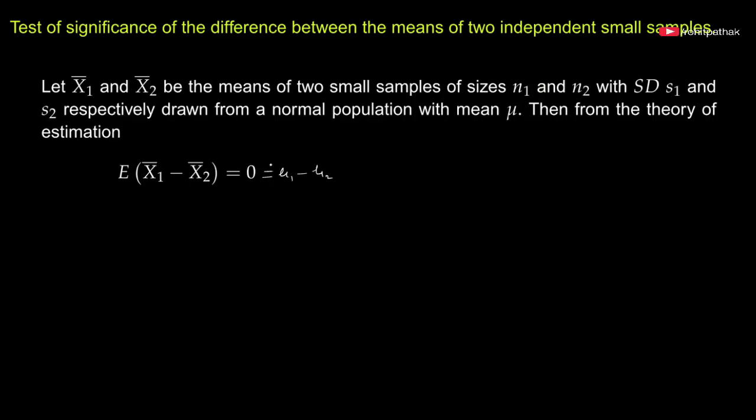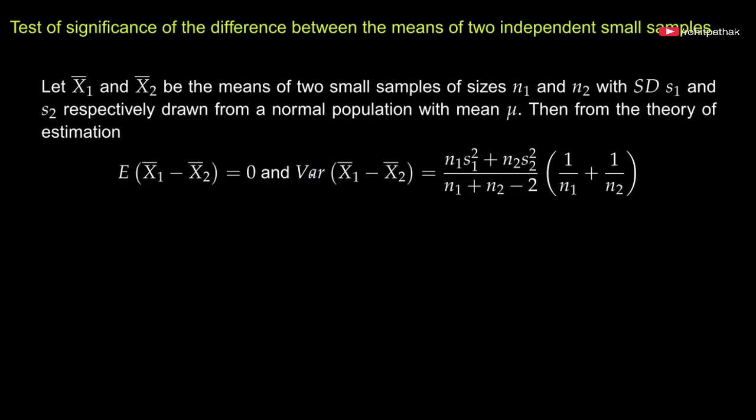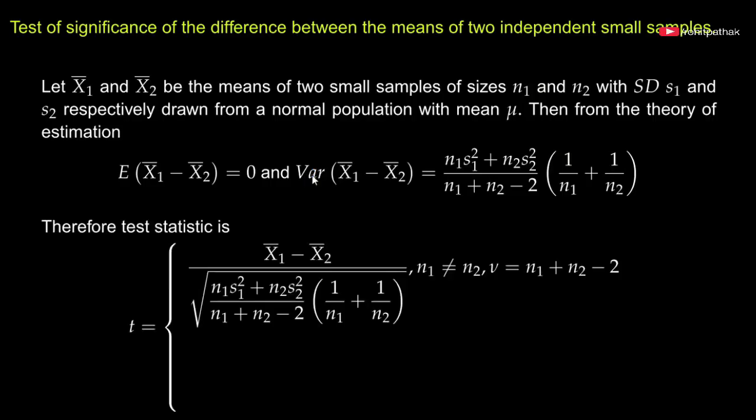So there is no problem. It may be 0 or mu1 minus mu2 depending on whether we are taking the same population or two different populations with means mu1 and mu2 respectively. The variance of x1 bar minus x2 bar is equal to this. This is from the theory of estimation. Therefore, the test statistic is x1 bar minus x2 bar divided by the standard error of x1 bar minus x2 bar. This is at degrees of freedom n1 plus n2 minus 2.